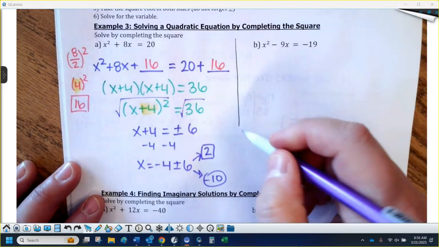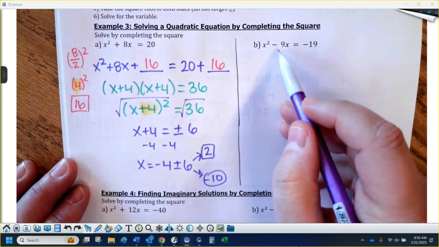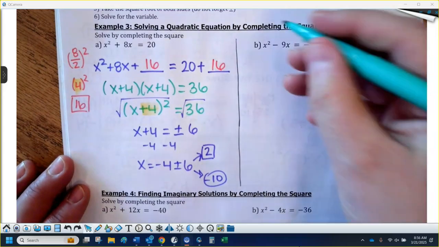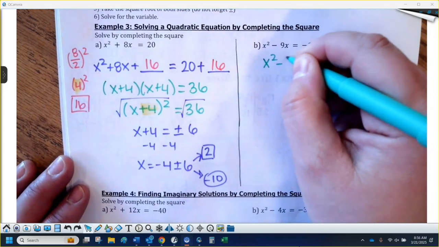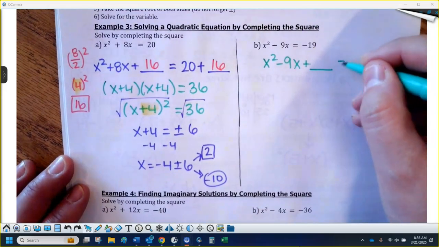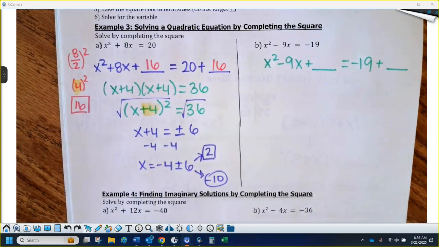Okay. Now, I'm going to have you do one problem like this. I'm not going to lie to you, this is going to be harder because the b value is an odd number. All right? But I'm going to set this up the same way. I'm going to say x squared minus 9x plus, and I'm going to leave a space to complete the square. Whatever I do to the left side of the equation, I have to do to the right. So I have to add that number on both sides of the equation.